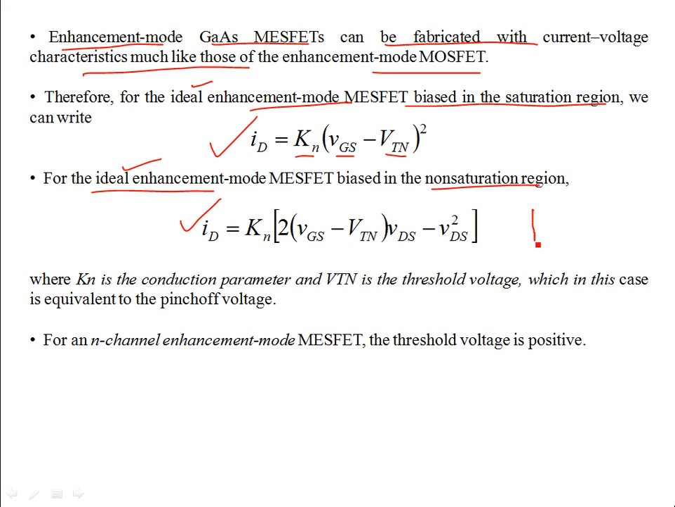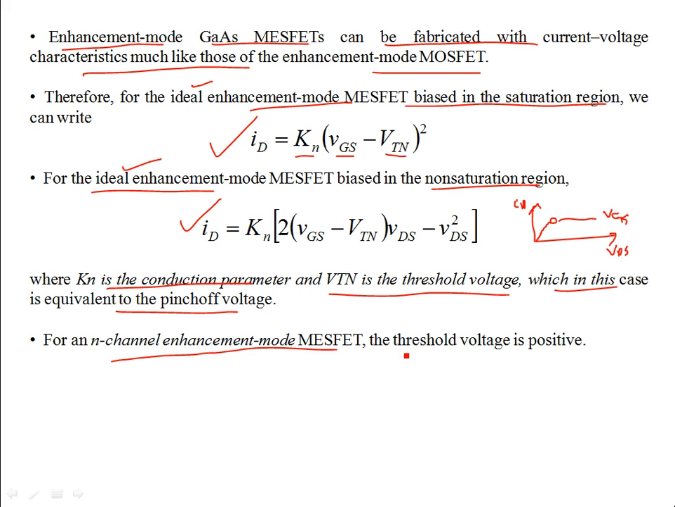In the non-saturation region, current is increasing with VDS until it reaches VDS sat, the transition point, after which, for the given VGS, the current stays constant. So the relationships you find for MOSFETs are very similar to what we have already considered. Kn is the conduction parameter, VTN is the threshold voltage, which in this case is equal to the pinch-off voltage. For an n-channel enhancement mode MOSFET, you recall that the threshold voltage was positive.